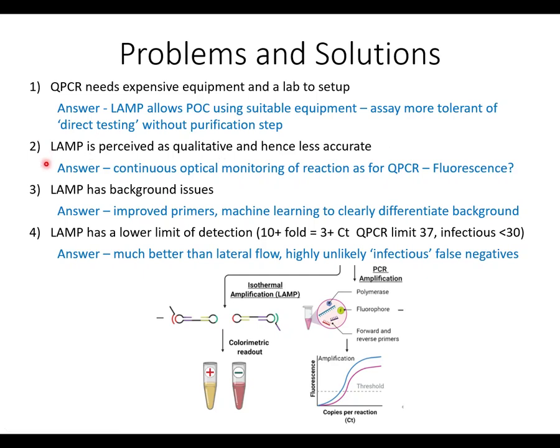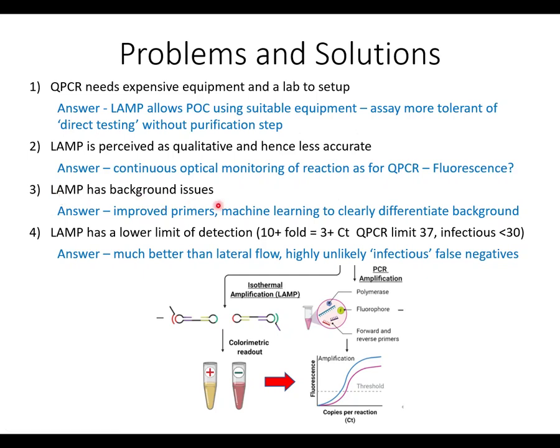LAMP is perceived as being qualitative and hence less accurate. Well, the answer is it's not necessarily entirely yes, no. If we use continuous optical monitoring of the reaction as for qPCR, we can actually go from being yes, no to watching the colour change over time to get some idea of relative amounts of viral load. There is the potential of using fluorescence as a technique for detecting LAMP. However, the problem with fluorescence is that it takes us back to needing more expensive equipment, which takes away one of the prime advantages of using LAMP, of cheaper and simpler equipment.